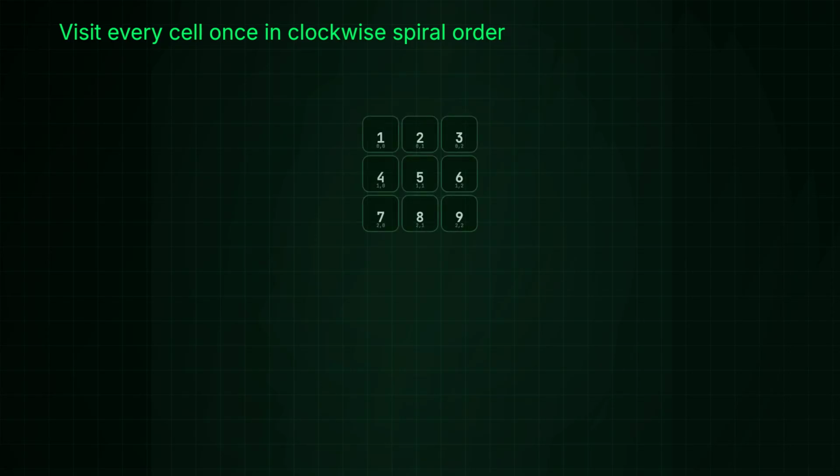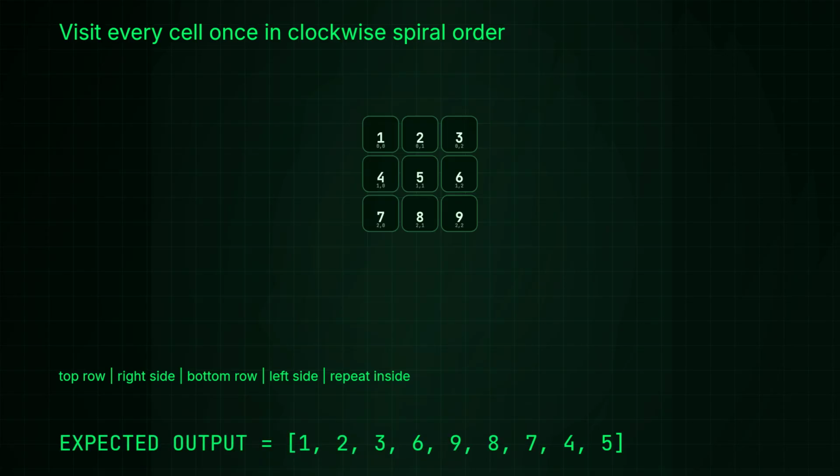The input has 3 rows and 3 columns. Start at the top left cell and visit every cell once in clockwise spiral order. Clockwise means move across the top, down the right side, back across the bottom, and up the left side. Then repeat inside. The expected output is 1, 2, 3, 6, 9, 8, 7, 4, 5. We return this list of values in visit order. The matrix itself is not changed.